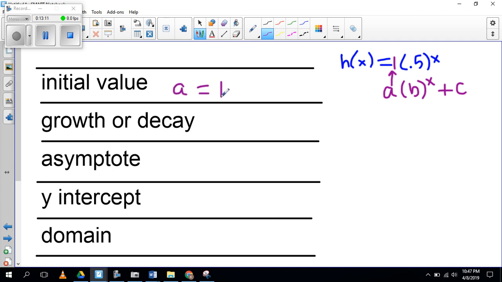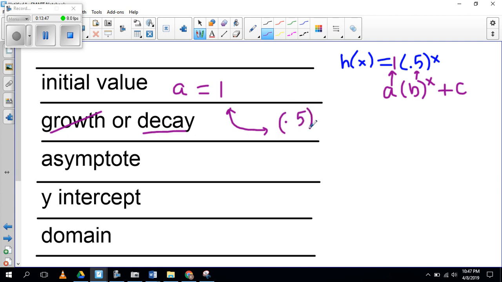Okay, so remember, is it going to grow or decay? So if the number B is greater than 1, well, right here, B is 0.5. So it's not greater than 1, so we know it can't be a growth. So it has to be a decay. So that means it's going to actually look like this. It's going to start like it's growing, then it's going to actually start going down. Okay?